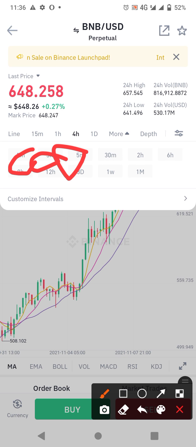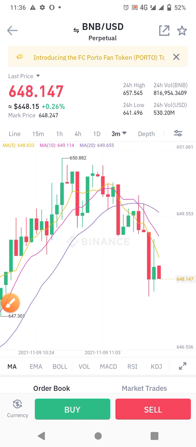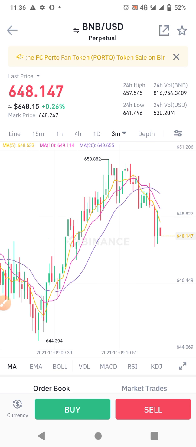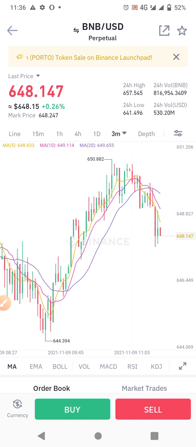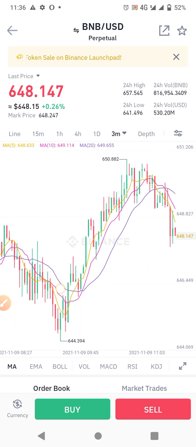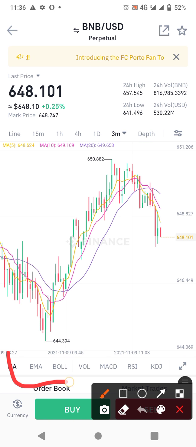So if I'm using scalping, which I will be using because I don't want the length of this video to go, I'll just click on the 3 minutes. You can see this is the 3 minutes. Since I'm using a 3 minute chart, that means I'm doing a 3 minute trade. Are you getting me?